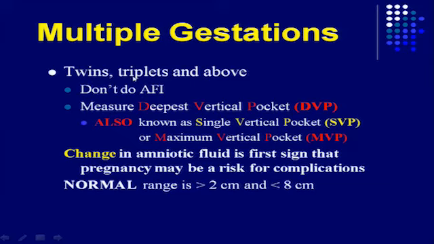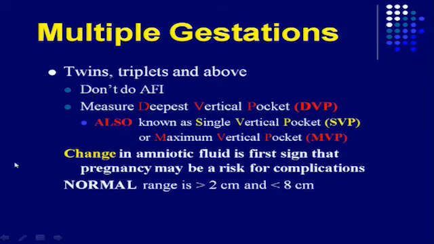Multiple gestations, twins, triplets, and above: don't do an AFI. You're doing the deepest vertical pocket, which is also known as a single vertical pocket or a maximum vertical pocket, whichever initials you want to use. Just make sure you're standard within your lab. That change in the amniotic fluid is usually the first sign that the pregnancy is at risk for complications. So really pay attention to it and make sure that you're getting good measurements. Normal range for deepest vertical pocket is going to be greater than 2, but less than 8.